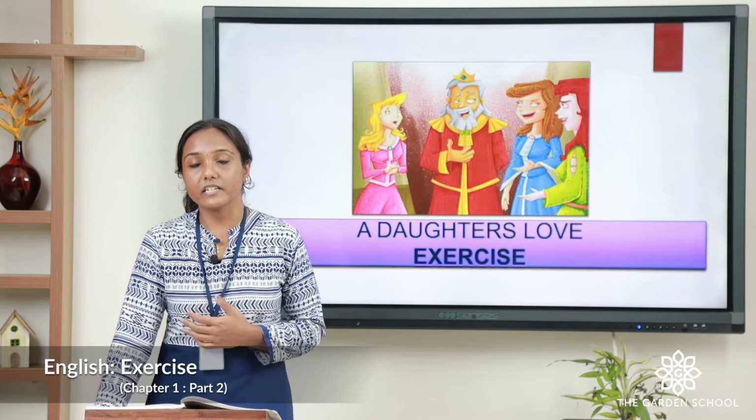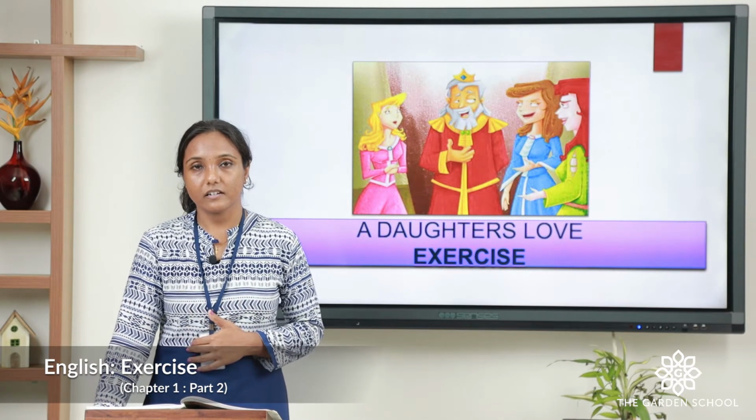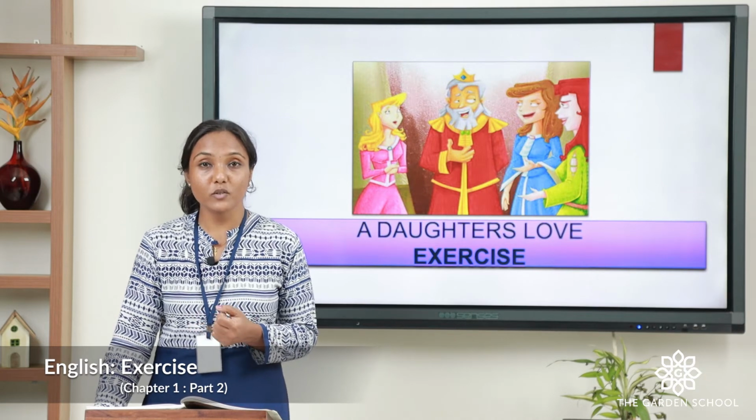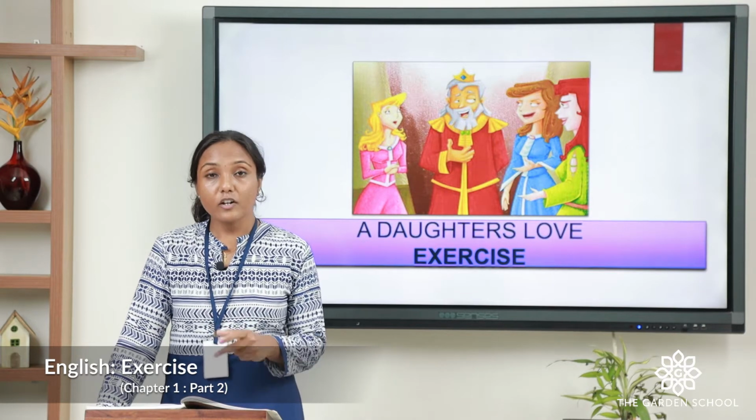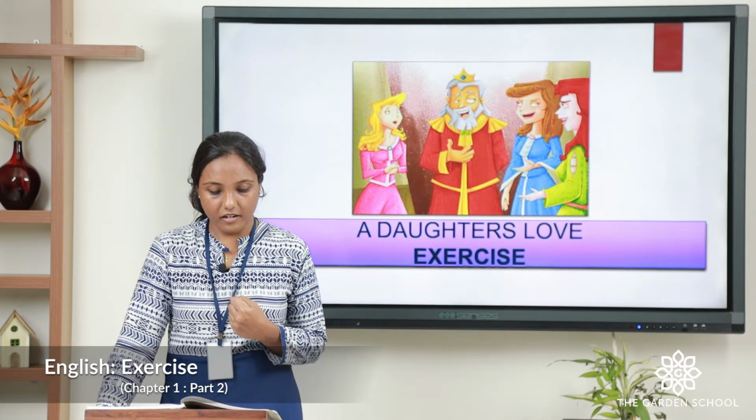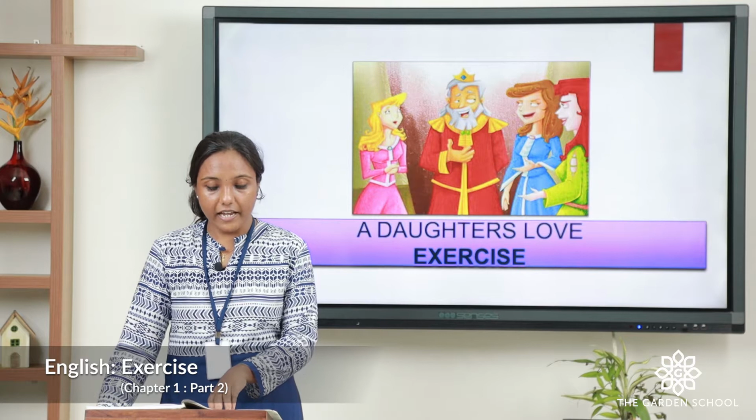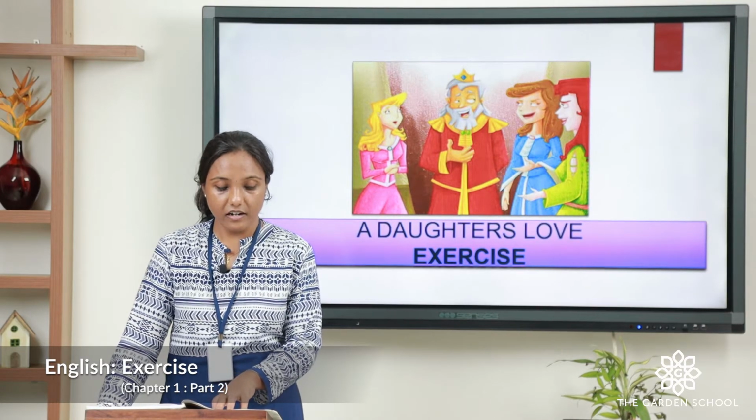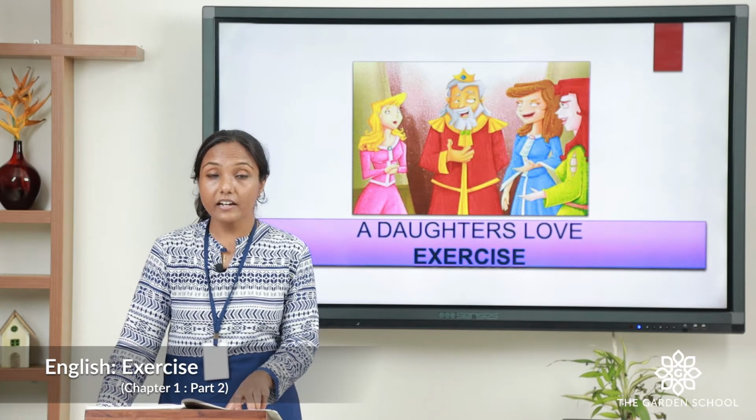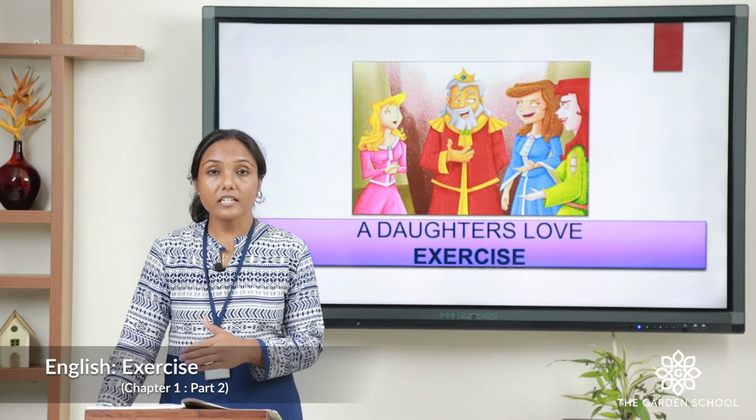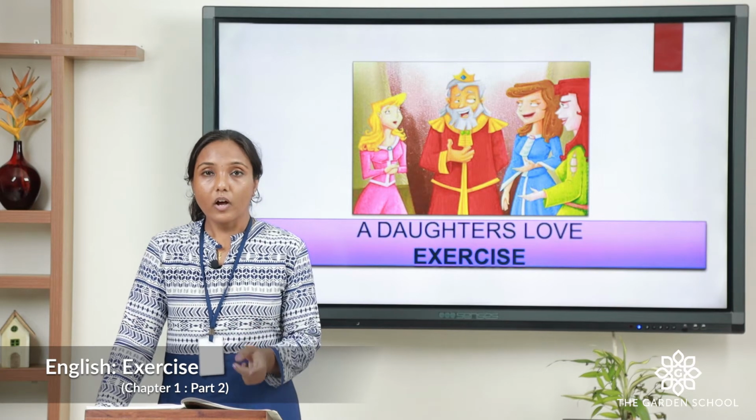Now, let us see what a predicate is. A predicate is something which tells about the subject. As we have already read in the story, Cordelia was surprised to meet King Lear. Lear looked at her in astonishment. Here, Cordelia is the subject in the first sentence and was surprised to meet King Lear is the predicate. Likewise, in the next sentence, Lear is the subject and looked at her in astonishment is the predicate. So, I hope you understood.